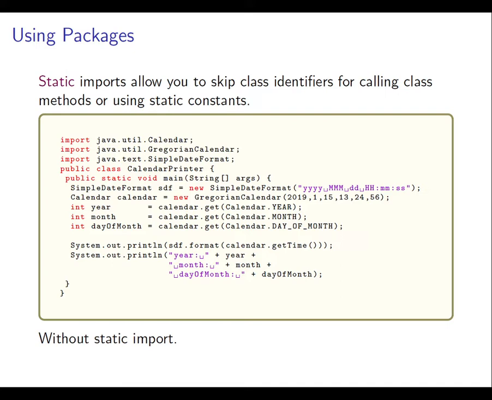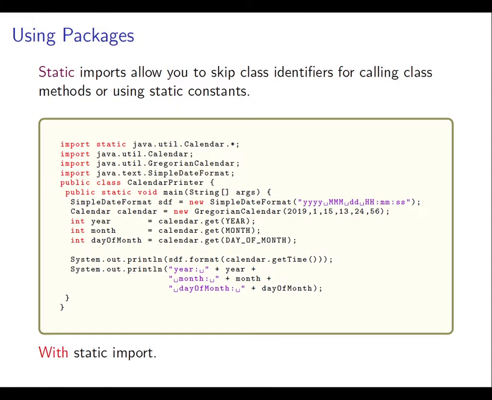Sometimes it's useful to be able to import just the static methods and static constants from a class. So here is a piece of code without demonstrating the static import feature. You see that if we want to use features like Calendar.YEAR, which is a constant defined in class Calendar, we still have to refer to it using the class name. We don't have to write java.util.Calendar.YEAR, but we do have to write Calendar.YEAR.